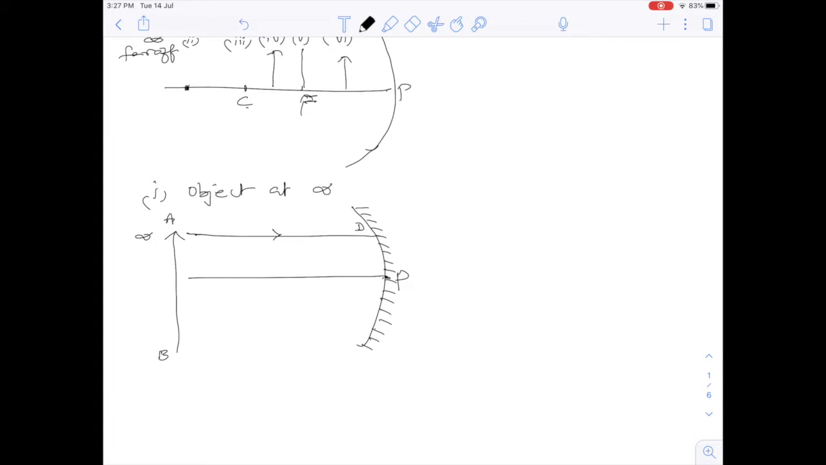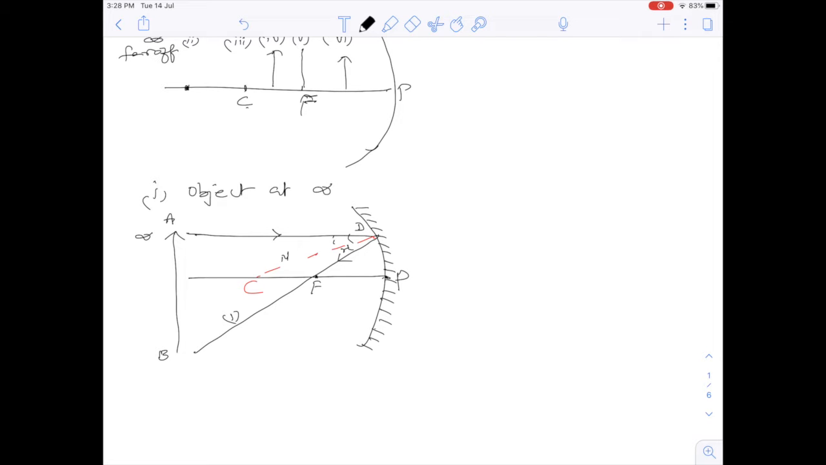So AD is the incident light, and whenever a light is incident, what will happen? The light will get reflected and it is passing through F. Now this is a line passing through C, which becomes the normal. So this becomes the angle of incidence, this becomes the angle of reflection. So this is one reflected light, which we have discussed in our rules in my last video.